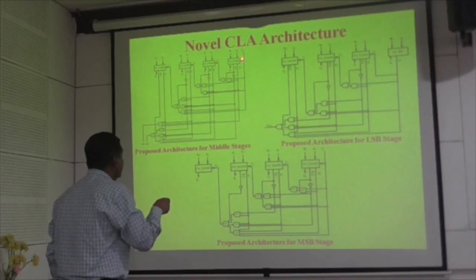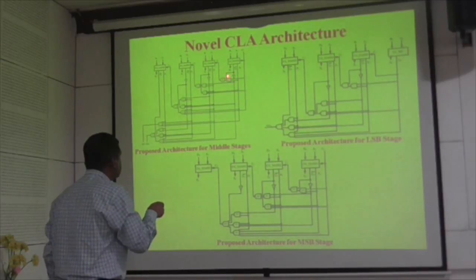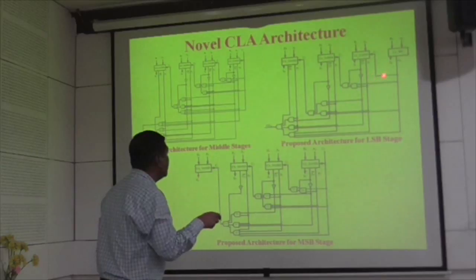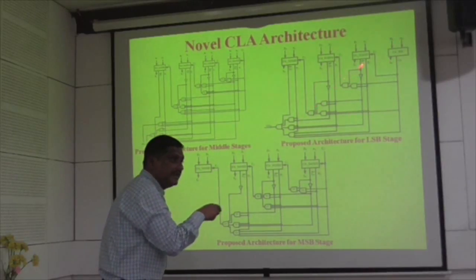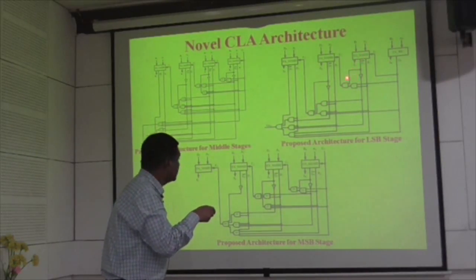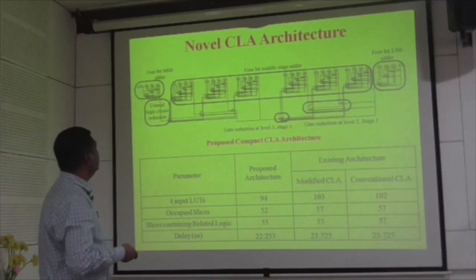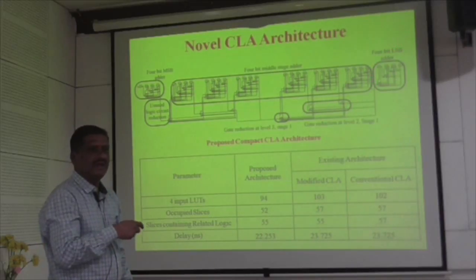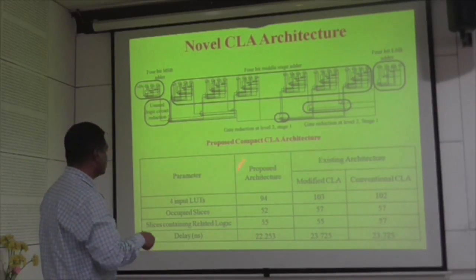And if this is 0, in that particular case 0 is applied to this NAND gate, this complete part can be minimized here and so on. Means we are able to minimize the hardware by using this particular concept, and we have implemented this 32-bit modulo adder.